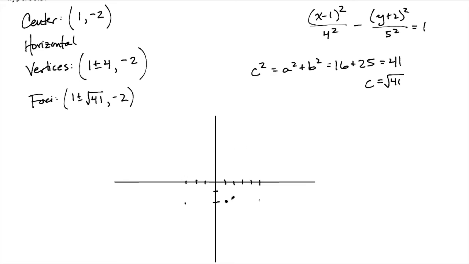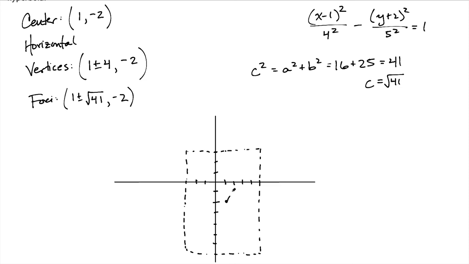And we can then go vertically 5: 1, 2, 3, 4, 5. And then just go ahead and create our box out of that. Obviously, I don't have a very steady hand. Doesn't have to be perfect though. So there's our box, and then we can create our asymptotes.